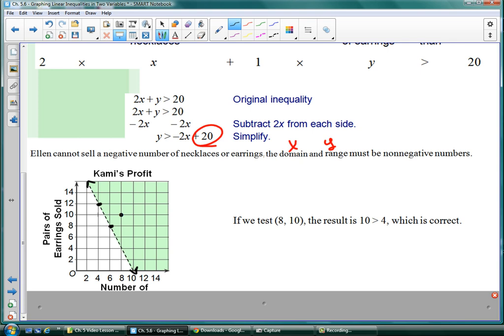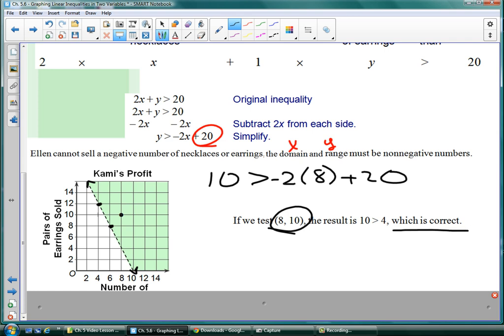And I need a test point. So I'm going to pick a test point of 8, 10. I could also pick a test point of 0, 0. Doesn't matter. So when I pick 8, 10, 10 is the y value, is greater than negative 2 times 8 plus 20. I end up with 10 is greater than 4, because negative 2 times 8 is negative 16. And so that's a true statement, therefore I shade on that side. That's where this came from.